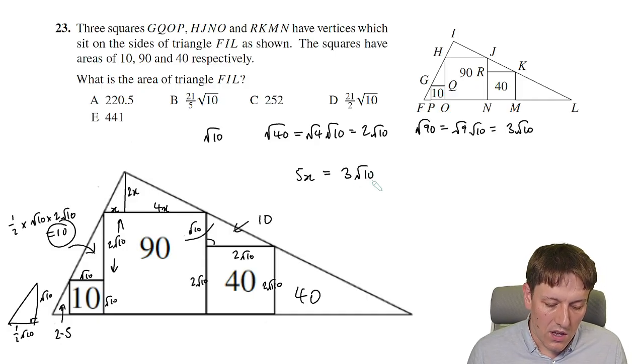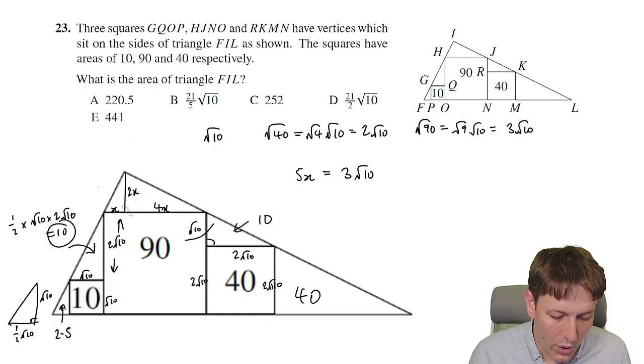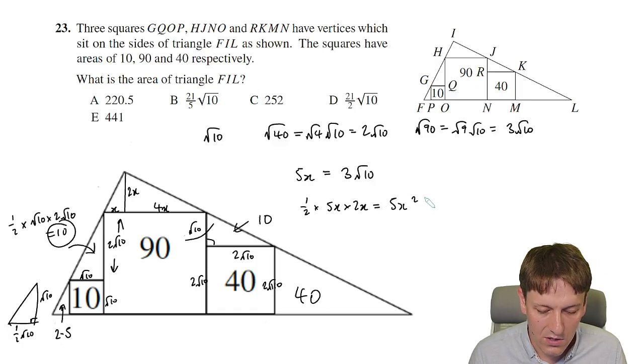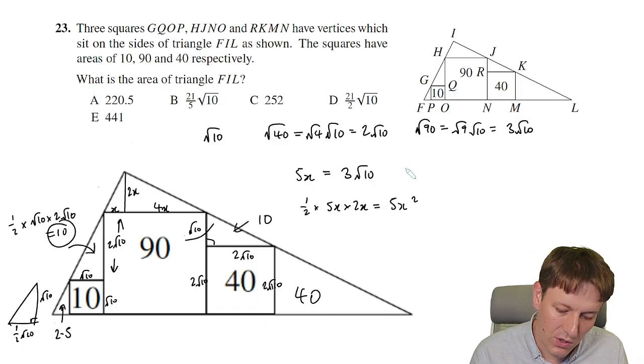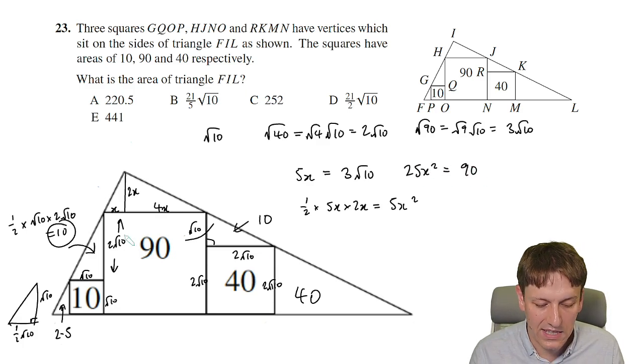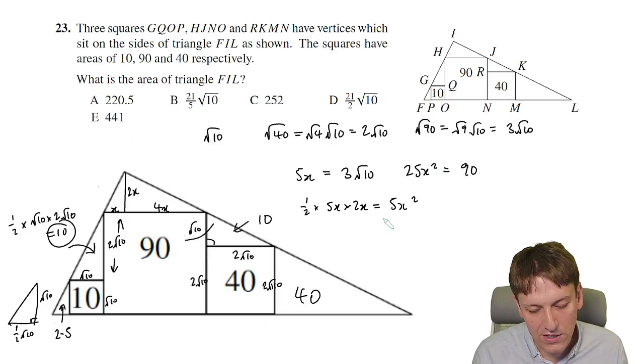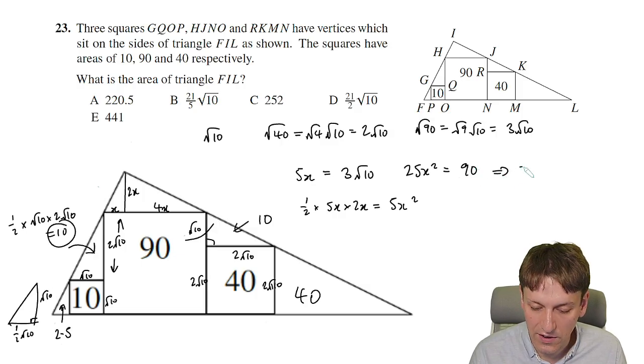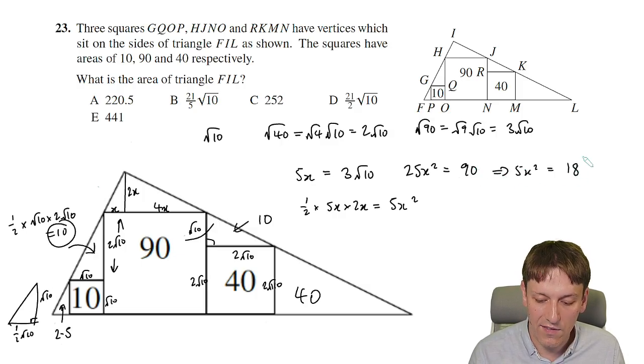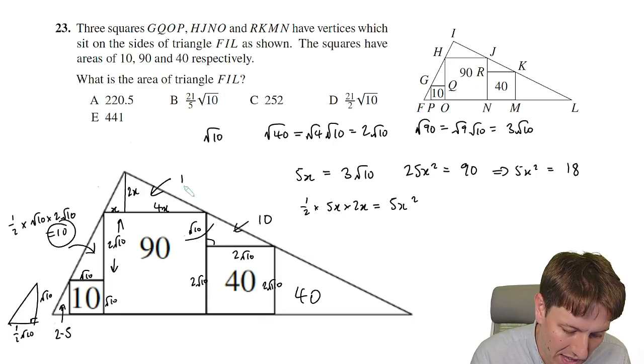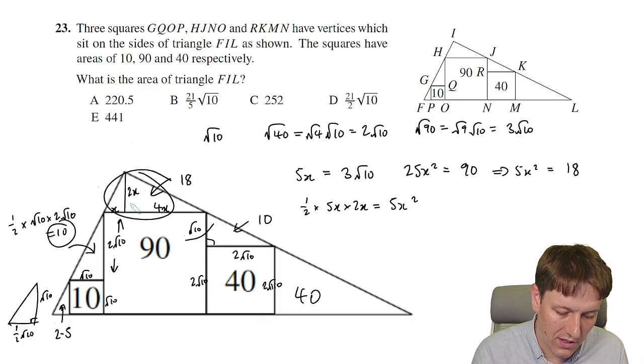And I also know that I want to find the area of this triangle, so that's a half times 5x times 2x, so that's 5x squared. Okay, so actually 5x is 3 root 10, but that's the same as saying 25x squared is equal to 90. That's the area of this square, which is 5x times 5x, or 25x squared. So I want the area of this triangle, which is 5x squared. I've got 25x squared, so I can just divide both sides by 5 here and get 5x squared equals 18, and that will be the area of this triangle. That's these sort of two combined, if you like.